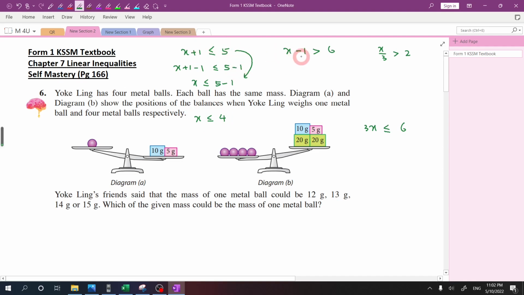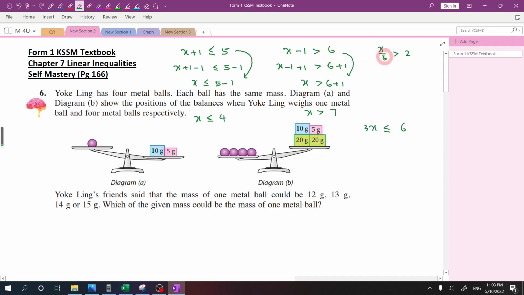Okay, how about this? Same thing. We want to get rid of this minus 1. Therefore, we will plus 1 for both sides. If you don't want to write this step, because we know that they will actually cancel out, from here we can go straight away to here. x is greater than 6 plus 1. x is greater than 7. Right? This is what you do in the chapter on linear equation, right?